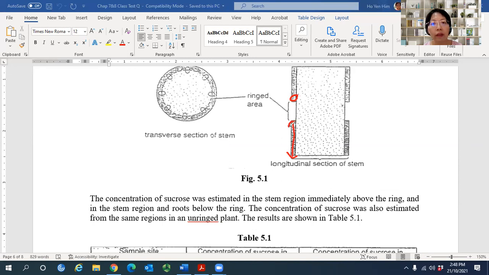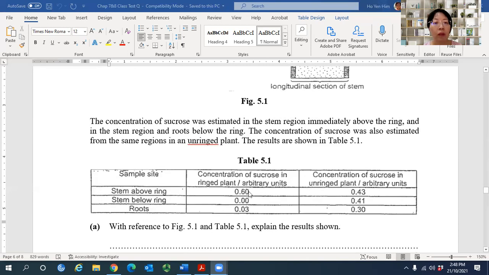Why no sucrose left here? Because there's no input, but there is output. That means no more money comes in, but money goes out. So overall becomes 0. Okay. So every time you want to talk about change of concentration of something, you must consider both the input and output. Okay. No input, but there's output. The sucrose continues to flow downwards to the root, until this region has 0 sucrose.